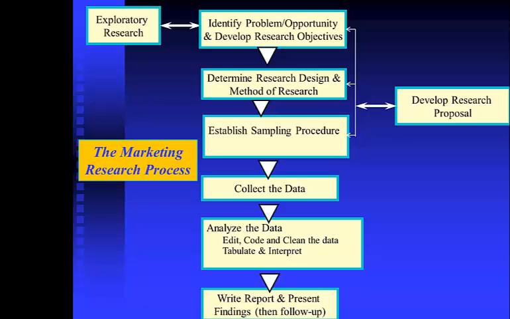I'd like to start at the top just to give you a brief overview before we spend more time talking about this in class. Notice the first step in the process is to identify the problem or opportunity and then develop some research objectives. The first thing you should see is off to the left, the exploratory research box is really an input to this step. It helps us identify those problems or opportunities and help formulate our research objectives.